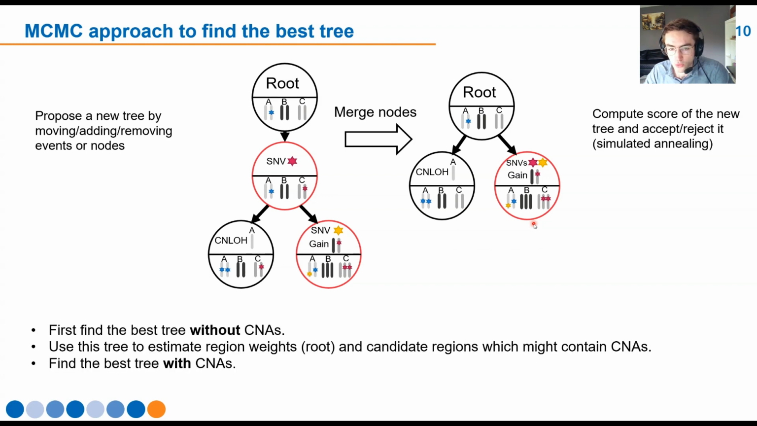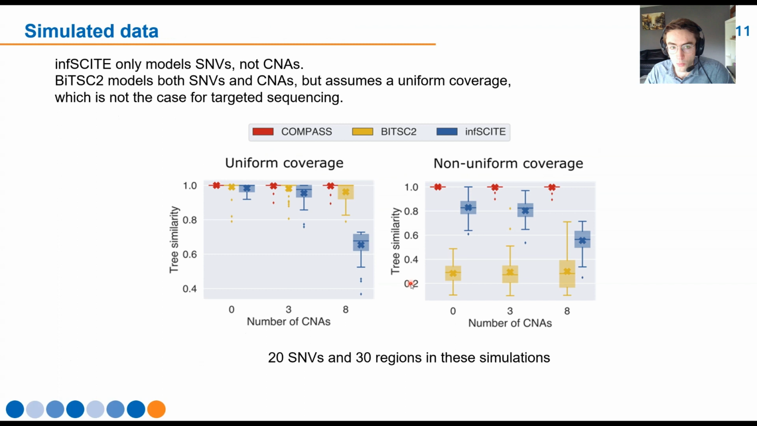And this MCMC approach is performed twice. First, only with SNVs and without CNAs, because with the tree only based on SNVs, we can use the cells which are attached to the root, so which should be healthy diploid cells, in order to infer the region weights. And once we have inferred these region weights, we can run a second MCMC with both SNVs and CNAs. So this is our method.